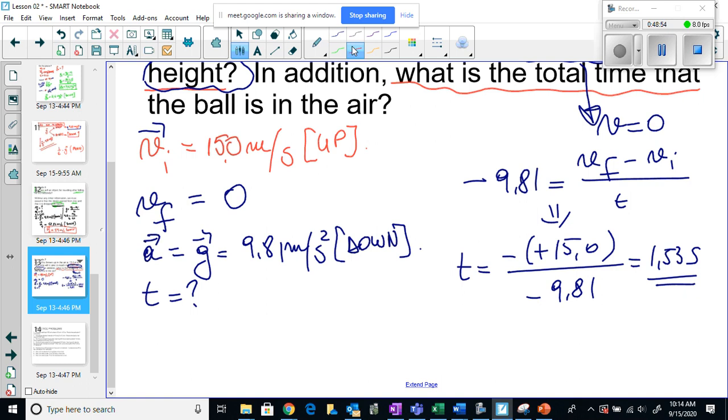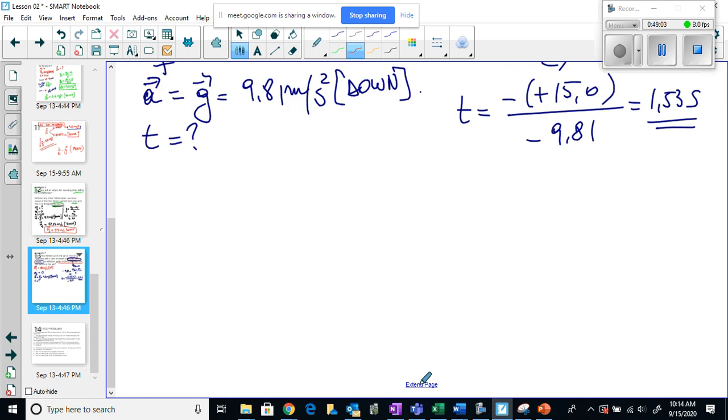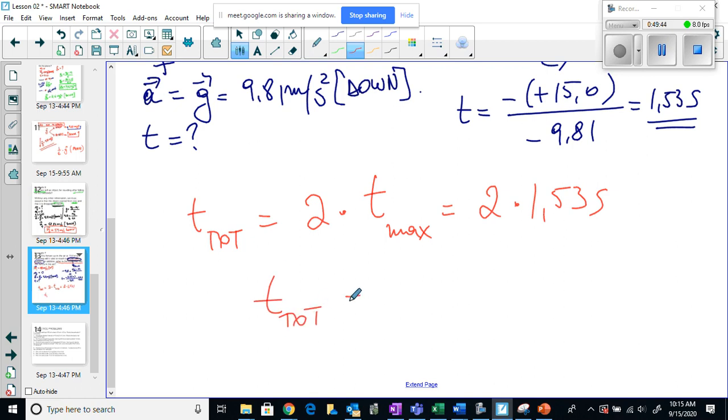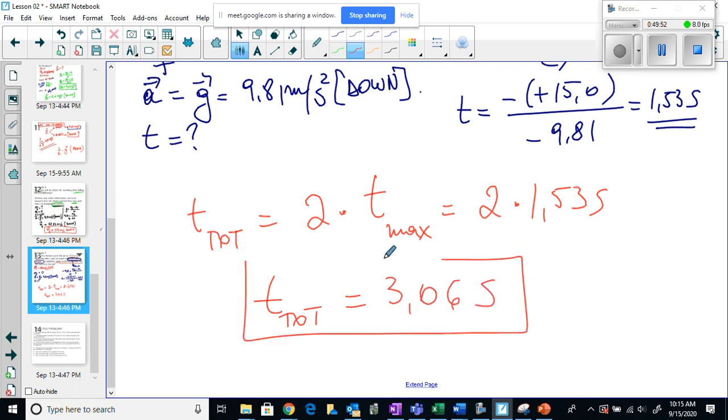Now, in addition, what is the total time that the object is in the air? The same time that the object is going up, it needs to go down. And again, the assumption here is that we are throwing it from the ground. So a ball is thrown up in the air at 15 meters per second, and the object is thrown from the ground. So the total time will be twice the time that the maximum is reached. So it will be 2 times 1.53 seconds. Therefore, the total time is 3.06 seconds. Do you have any questions, guys?